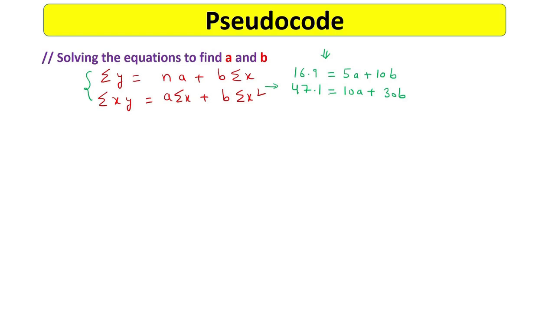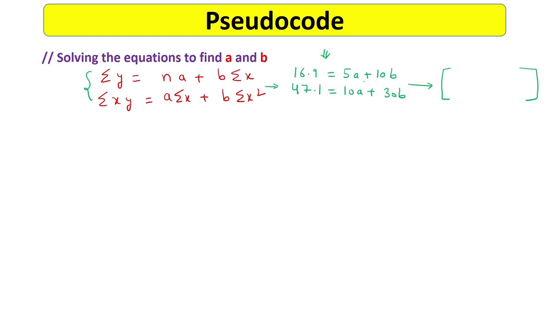So how will we be solving this? As I have told you, there are many methods. You can use any of the methods during your working example or during your C implementation. I will be using the Gauss elimination method to find the values of A and B from these two equations. For that, what I need is an augmented matrix.